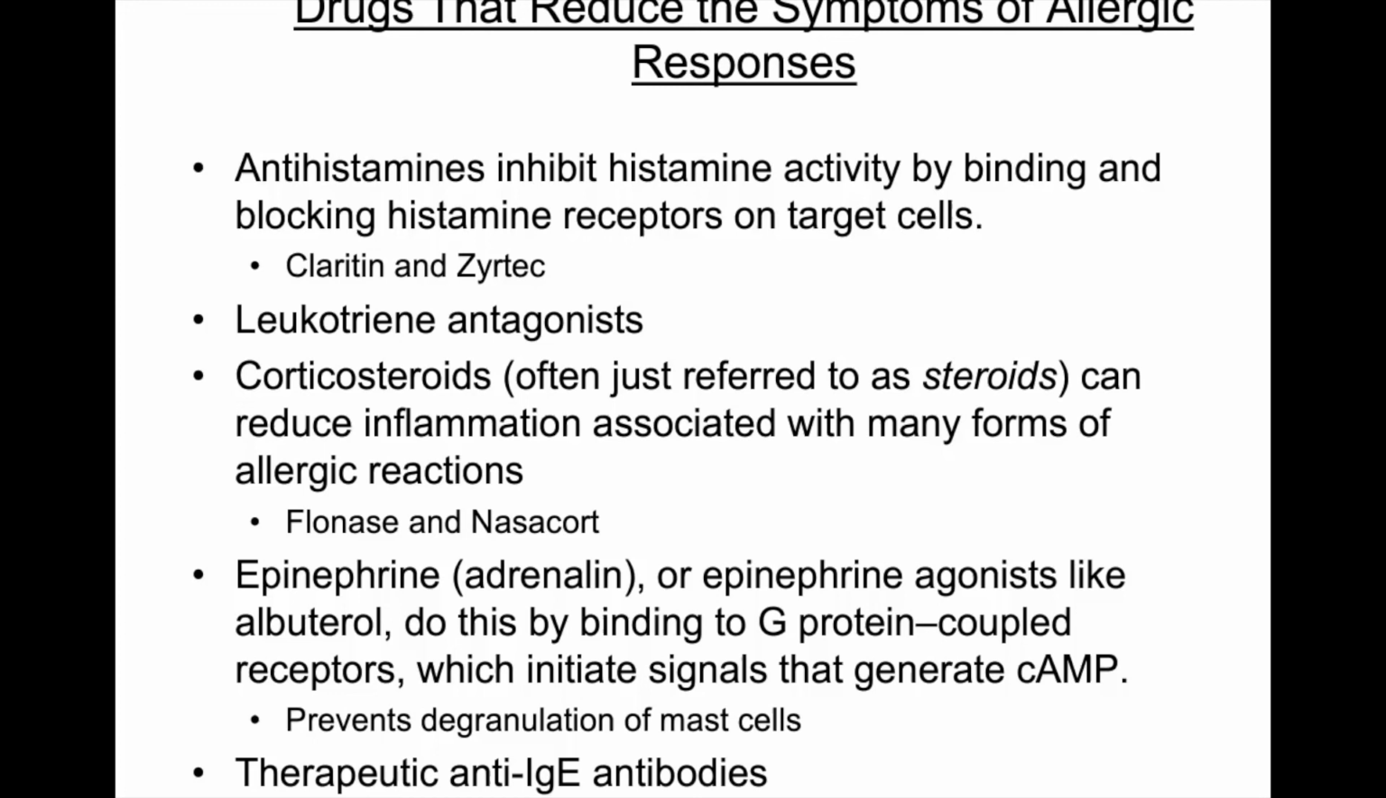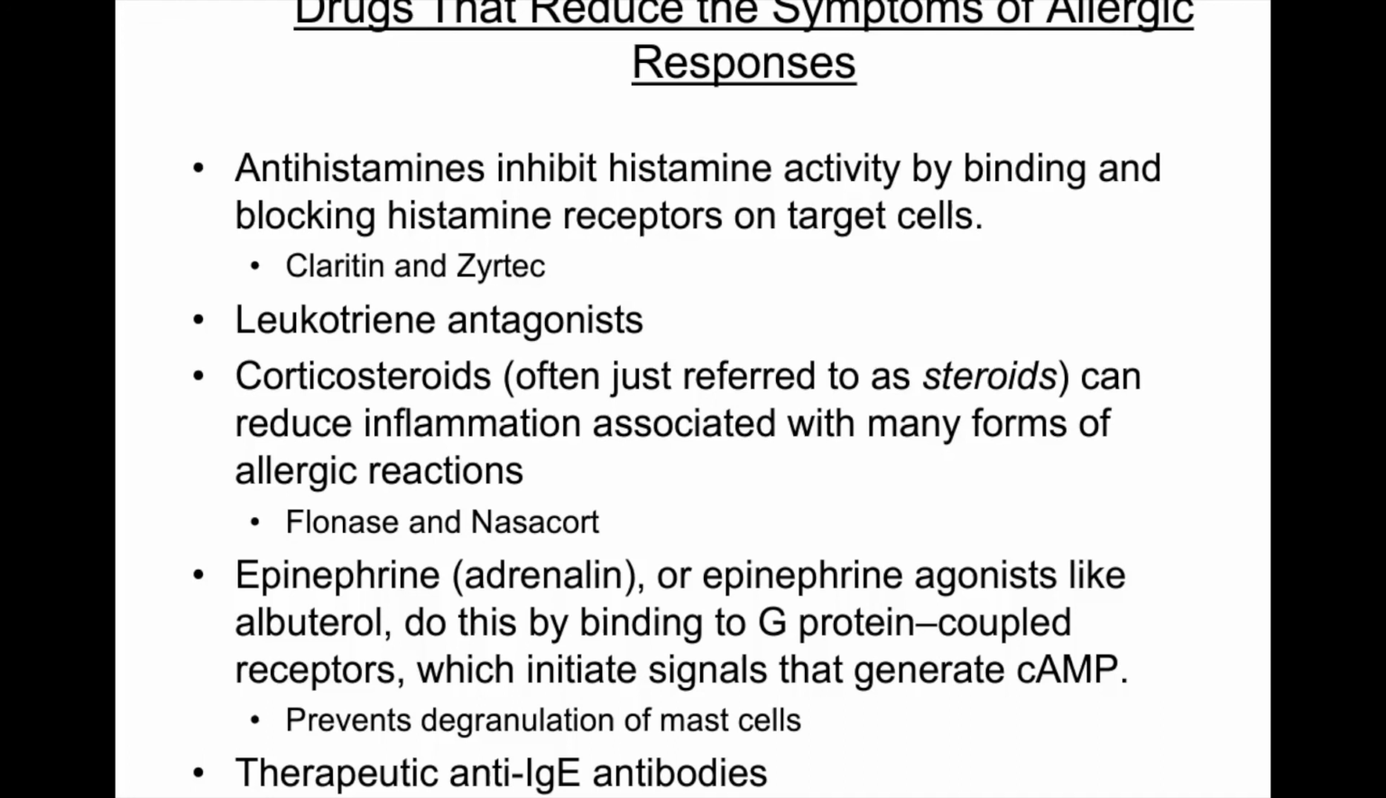I forgot to mention with antihistamines, antihistamines are blocking the histamine receptors. And remember, I said histamine receptors are found throughout the body in nervous tissue, both the central nervous system and peripheral nervous system.